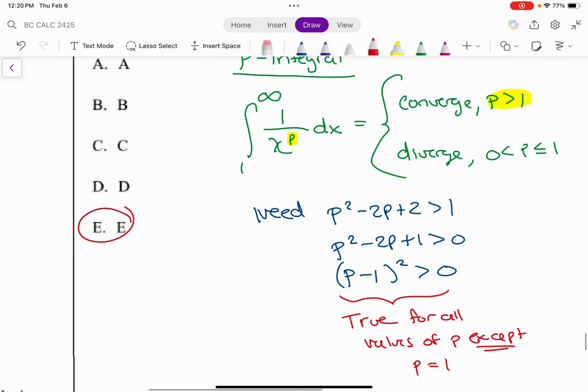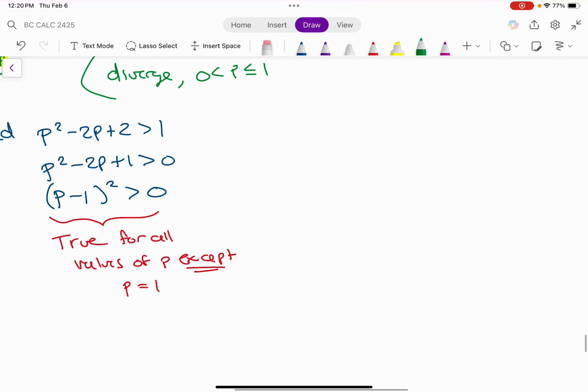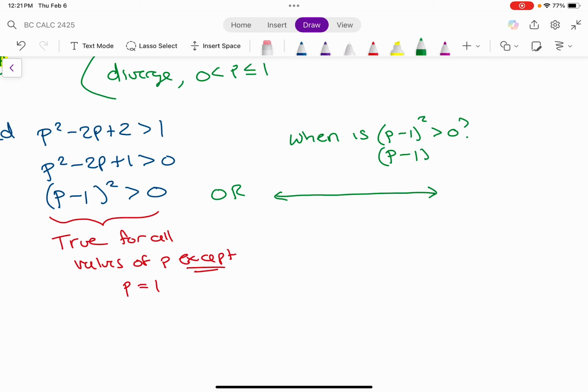Let me just linger on this for a little bit to help you out with inequalities if you're struggling on them. The other thing you can do is make a number line. This is like our expression here. Like when is p minus 1 squared positive? Okay, first let's set it equal to 0. What makes it 0? When p is 1. Okay, maybe I'm going to call this something like f of p.